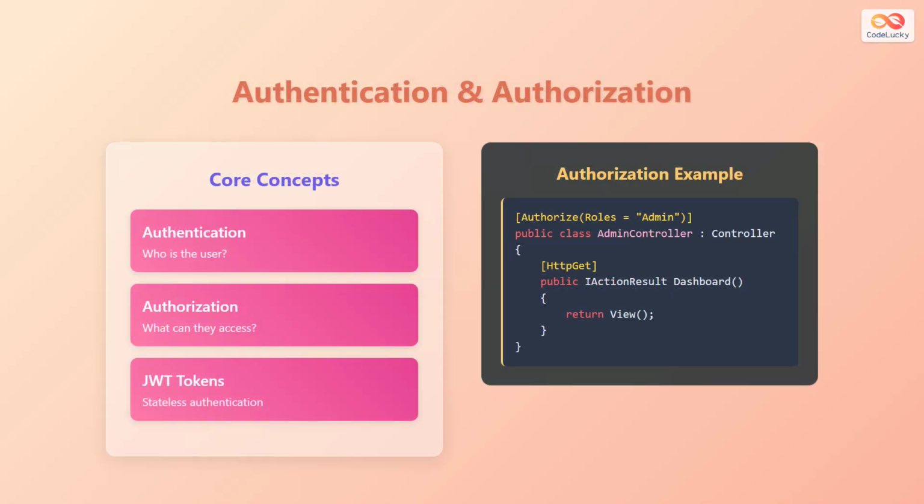Authentication and authorization are two distinct but related security concepts. Authentication answers the question, who is the user? By verifying their identity through credentials like username and password. Authorization determines what can they access, by checking if the authenticated user has permission to perform specific actions or access certain resources. JWT tokens provide stateless authentication, meaning the server doesn't need to store session information. The authorization example shows how to use the authorize attribute with role-based access control, restricting the admin controller to users with the admin role.